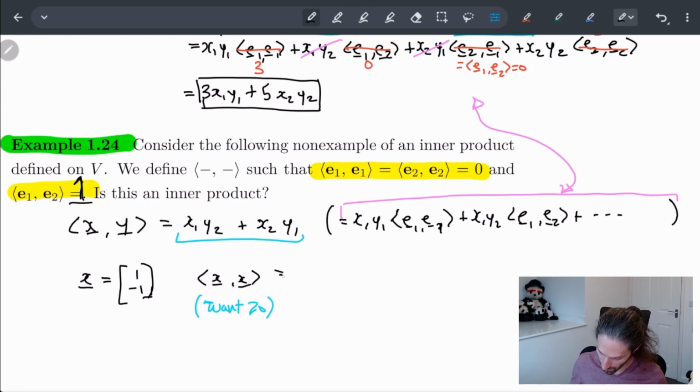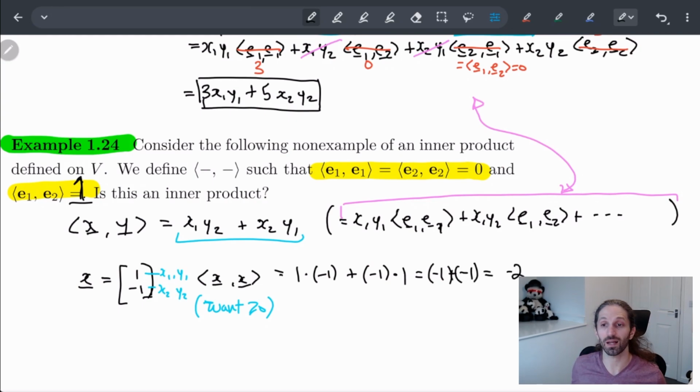Let's calculate this. Here this is x1 and y1, because we have it in both places, and this is x2, y2. So what do we have? We have x1 is 1 times y2, which is minus 1, plus x2, which is minus 1, times 1. So it's minus 1 plus minus 1, which is equal to minus 2. This makes us sad because it is not positive definite, and so positive definite does not hold.